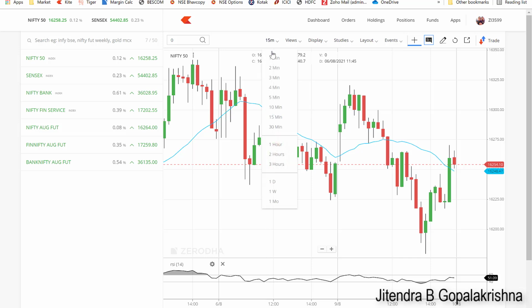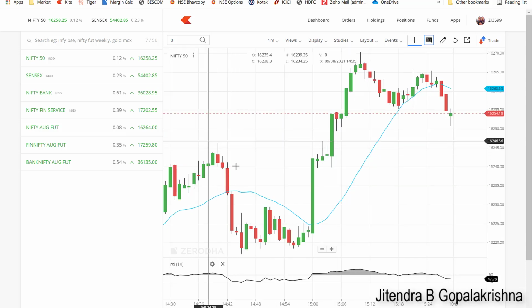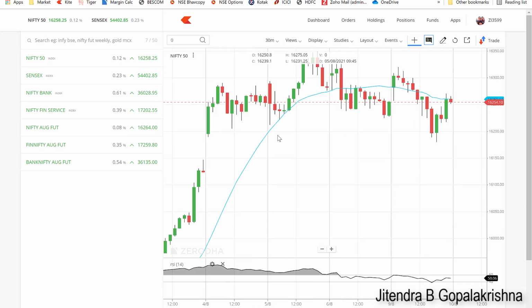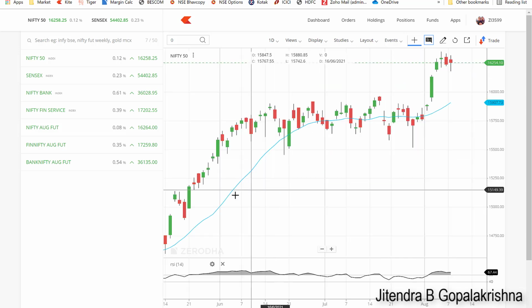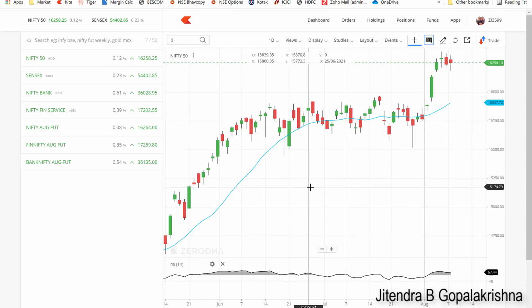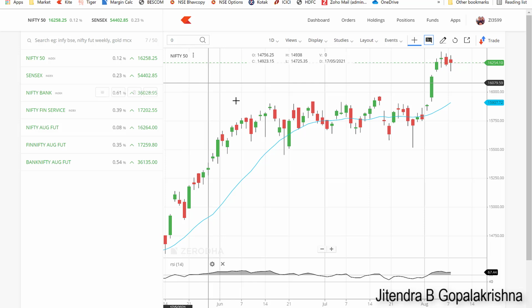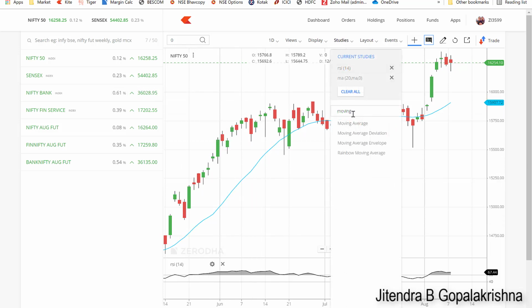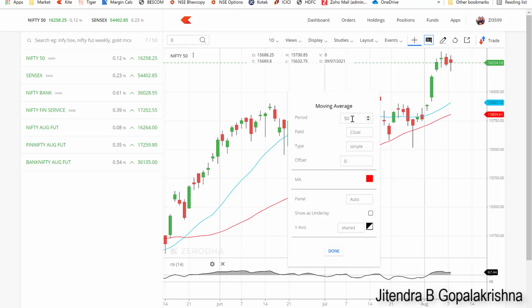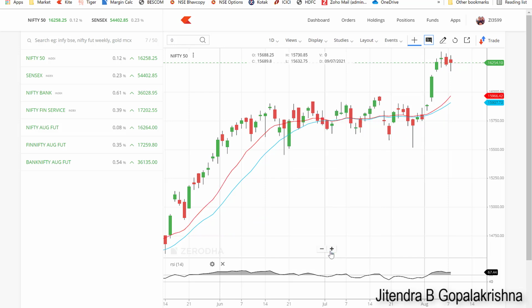This is 15 minutes. If I go to 1 minute, I get every minute's moving average. If I go to 30 minutes, I get every 30 minutes. If I go to 1 hour, I get every hour. So that way I can choose whatever I want. I can look at the moving average. So like this, you can have various moving averages. This is 20 moving average. We can even look at one more moving average, maybe 13-day moving average. And I can have that simultaneously. Look at the 2 moving averages.